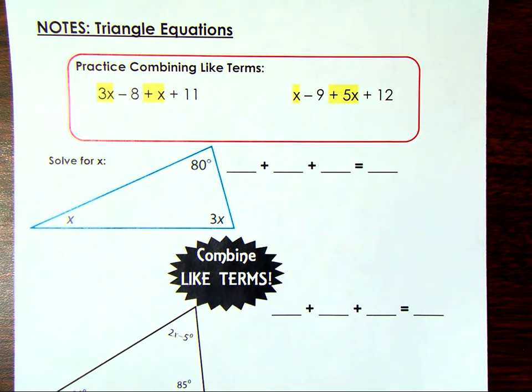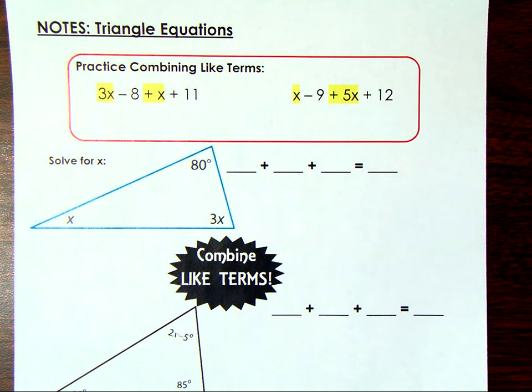Alright y'all, today we're going to look at what we've already talked about with our triangle equations, and we're going to see what happens when you have more than one variable, like just x, if it says 2x or 4x or 5x or whatever it looks like, so we can help that out, okay? So let's first review practicing combining like terms.